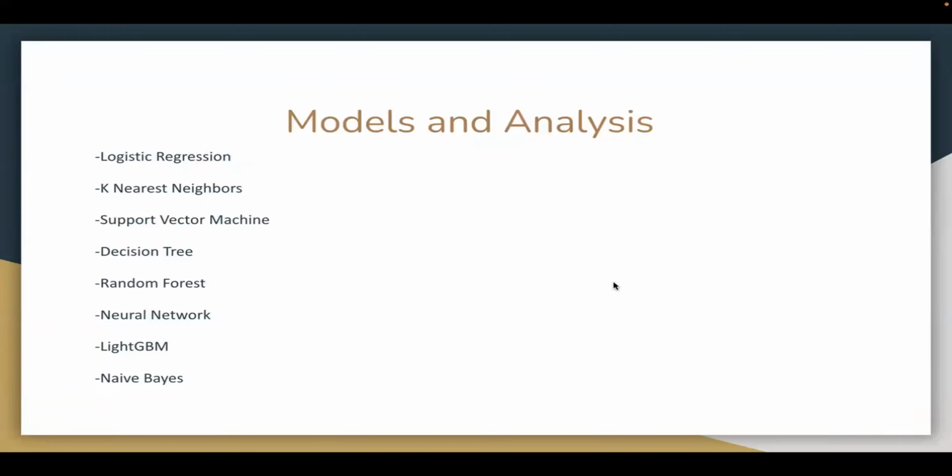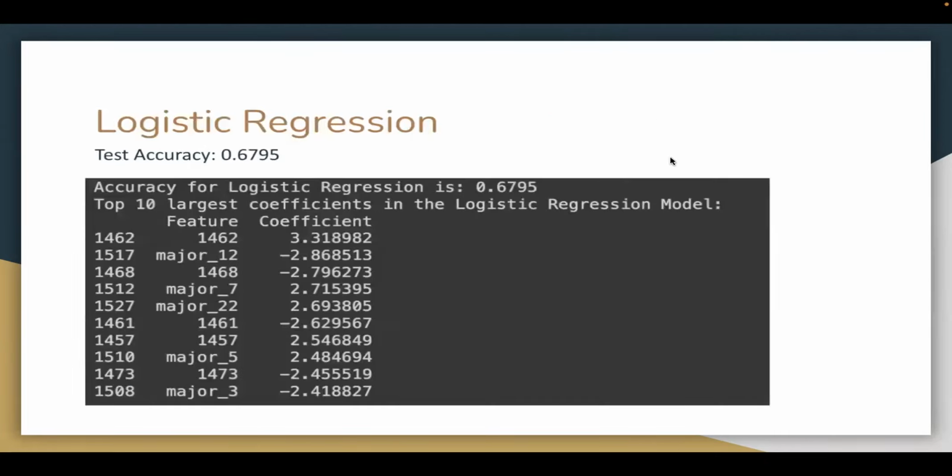Okay, we then perform the model fitting and analysis. Some of the models we learned in the class, such as logistic regression, KNN, and support vector machines. And then we also did some research about new models, such as LightGBM and naive Bayes, and the voting classifier, of course. And for the logistic regression, we got a test accuracy of 68%.